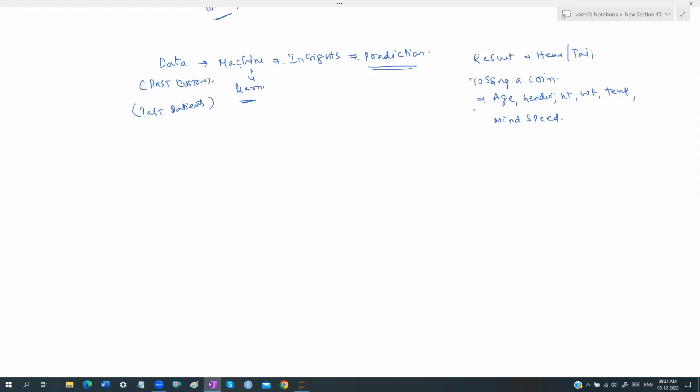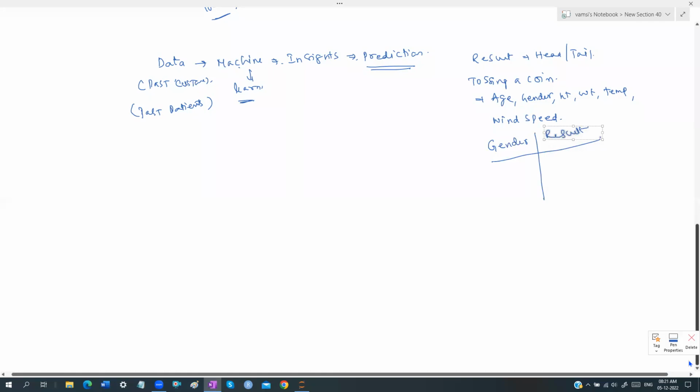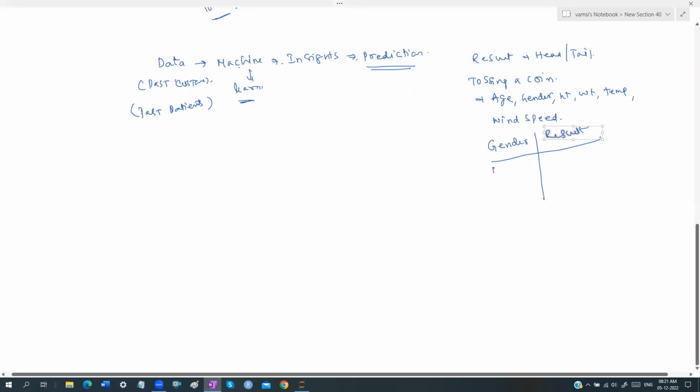I'm just telling you how the machines will learn. Machines can't learn automatically by themselves. For machines to learn, we require a lot of data, guys. Just an example: I have given some gender and the result. That means I'm asking various people to toss the coin, and I'm noting down the result when they toss the coin. Just let us say that.